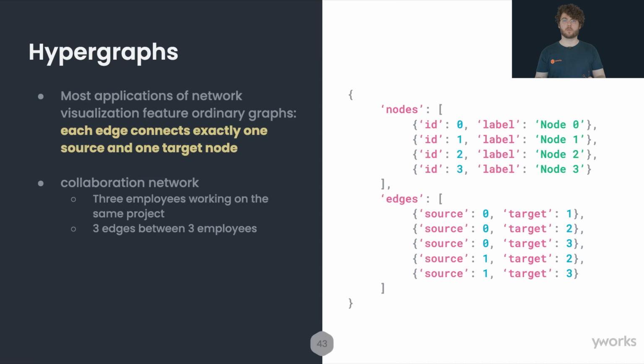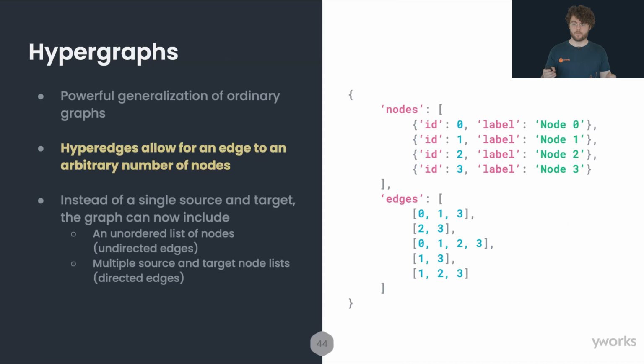And this is where hypergraphs come in. You see, a hypergraph allows for an edge to connect an arbitrary number of nodes. So as you can see in the JSON, for example, an edge is just an unordered list of node IDs. And this list could be empty, but in this particular case, it starts with 2 nodes necessarily and goes all the way up to 4. And what's cool about this is that if we think about this example of the collaboration network again, what this allows us to do is for one project to be visualized as one edge connecting all those employees that are involved.